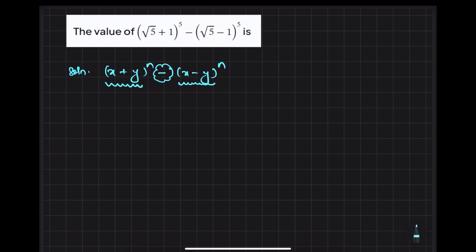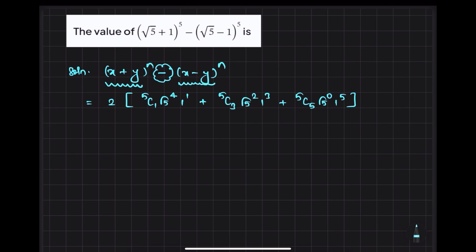Means the point is, you will have, look at this part. So can I write this thing as 2 times 5c1 root 5 power 4 times 1 power 1, plus 5c3 root 5 power 2 times 1 power 3, plus 5c5 root 5 power 0 and 1 power 5.